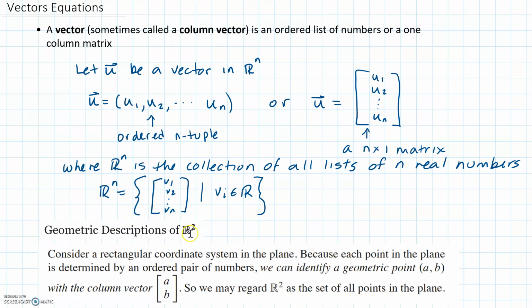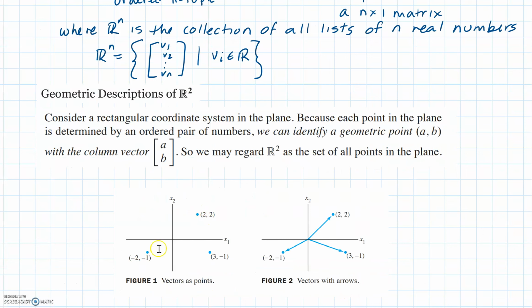So let's look at the description of R2. A list of two entries is an ordered pair, so we can consider the geometric description of R2 to be our rectangular coordinate system in the plane. Because each point in the plane is determined by an ordered pair, we can identify a geometric point (a, b) with a column vector (a, b). So this is how it's listed as an ordered pair, and this is how it's listed by a one-column matrix. So we regard R2 as the set of all points in the plane.